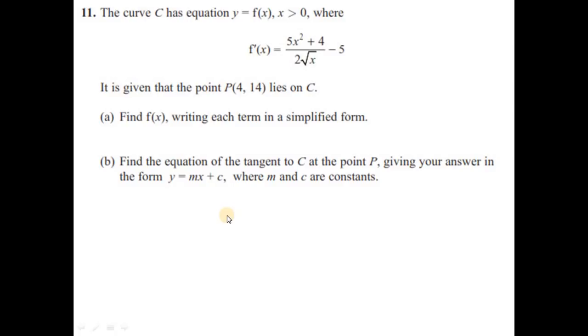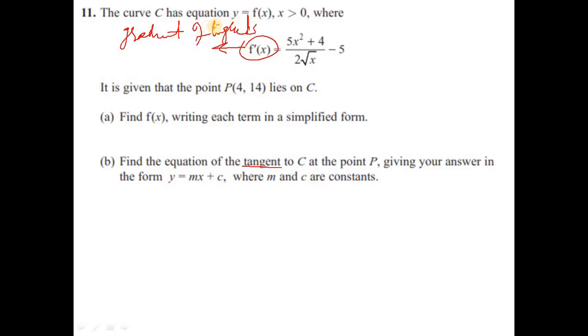Find the equation of the tangent to C at the point P. Give your answer in the form y equals mx plus c, where m and c are constants. Okay, so we need to find the equation of the tangent. Tangent means tangent line. So remember, the derivative, that means f dash of x, is the gradient of the tangent.